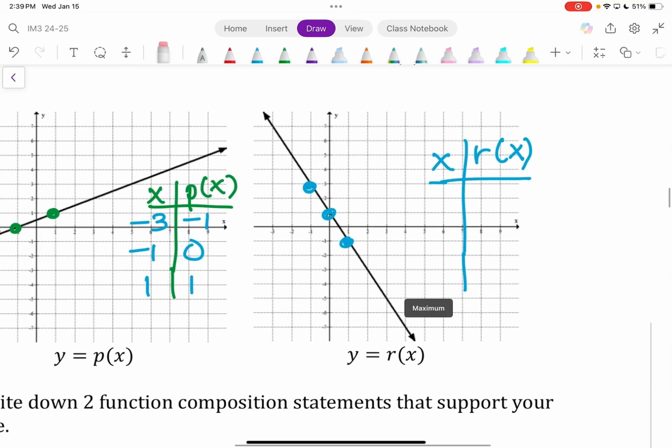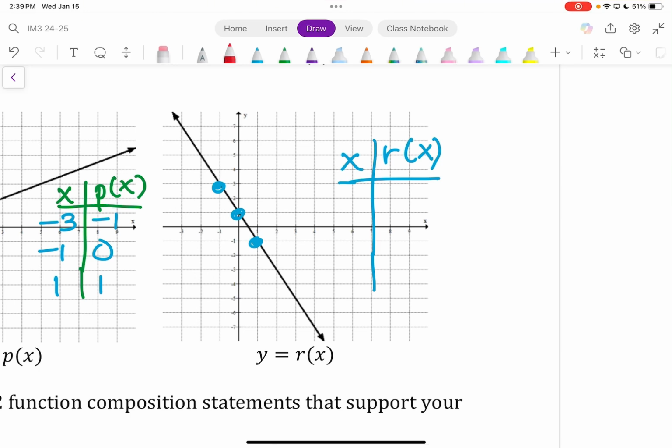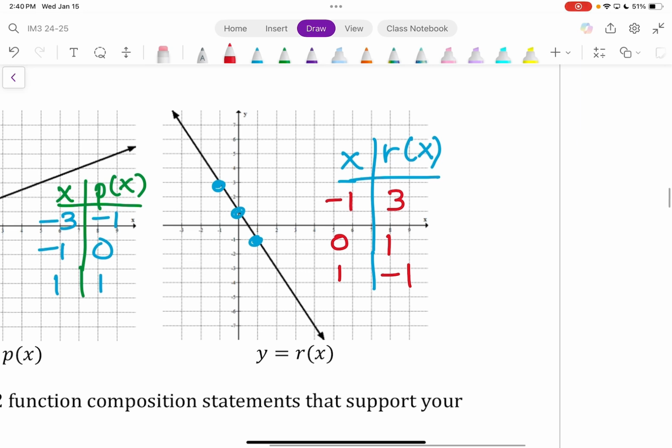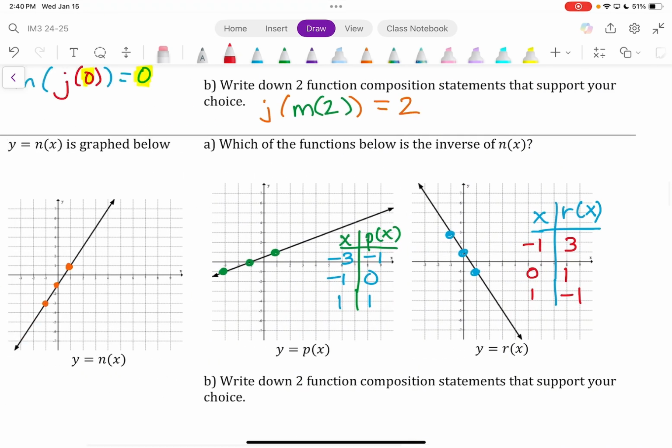Okay. Let's move on to the next one. What is the value of this point in red that I'm pointing at, Lorenzo? -1 and 3. The next one, Kayla. 0 and 1. And then the last point, Anthony Diaz. 1 and -1.